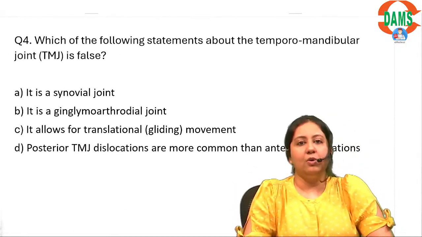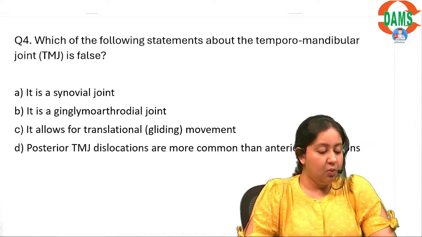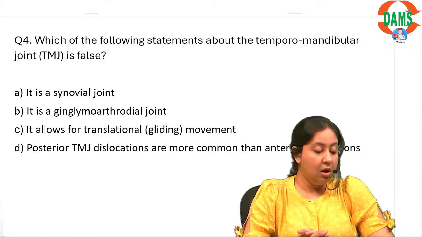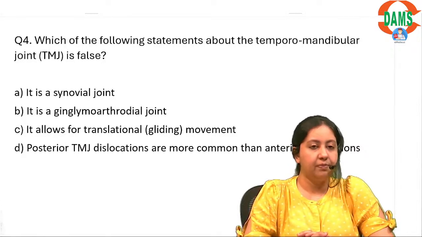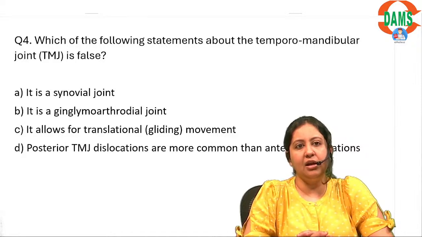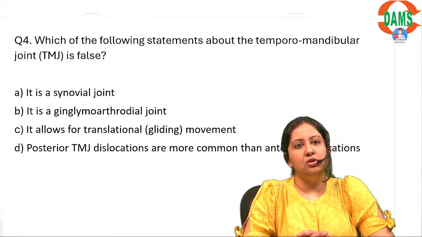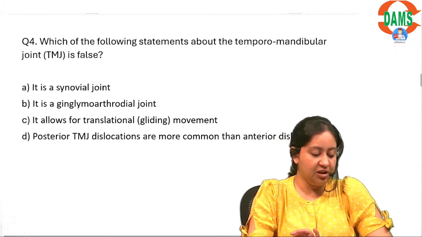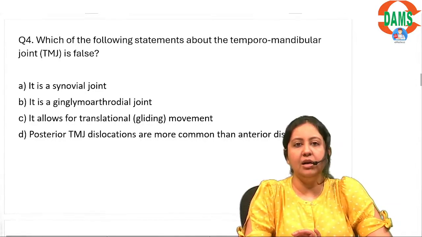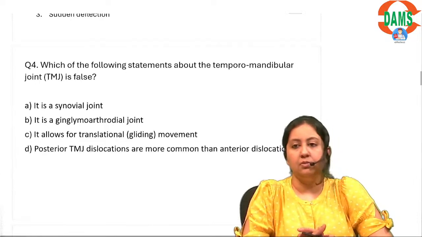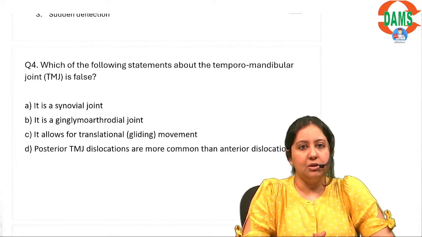Now coming to our question number 4. Which of the following statements about temporomandibular joint is false? A, it's a synovial joint. B, it's a ginglymoarthrodial joint. C, it allows for translational gliding movement. And D, posterior TMJ dislocations are more common than anterior dislocations. So what would be the answer to the question?